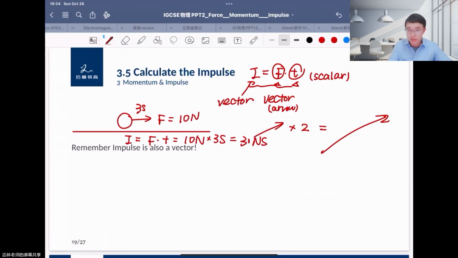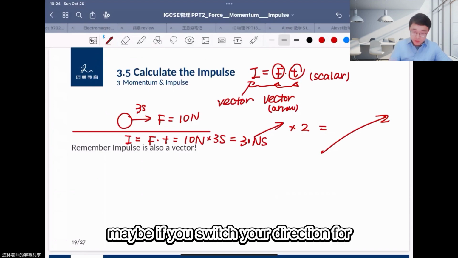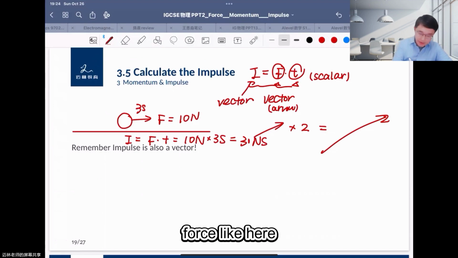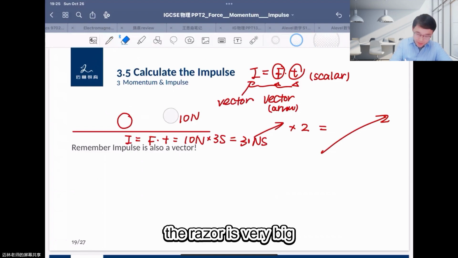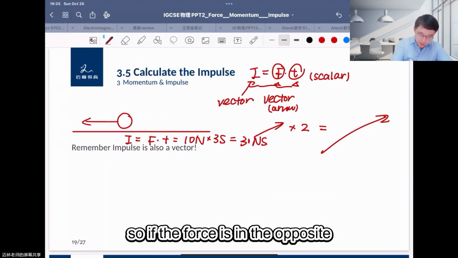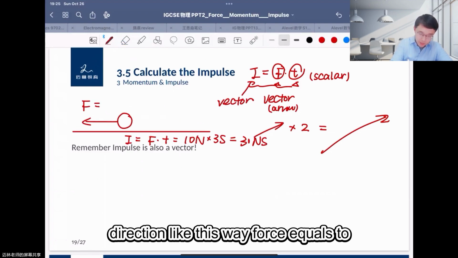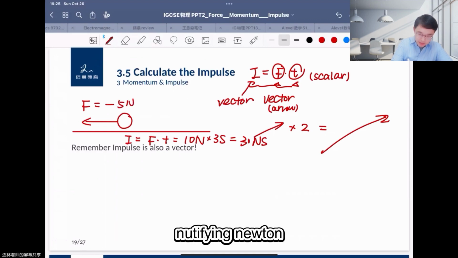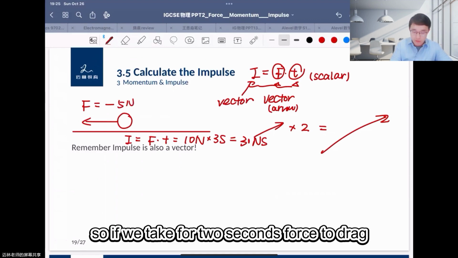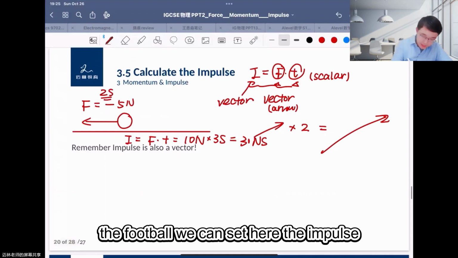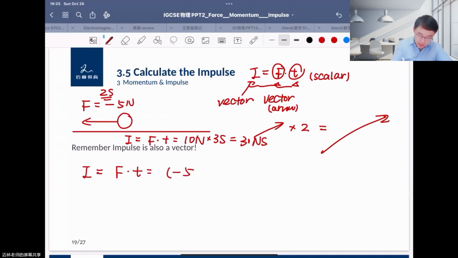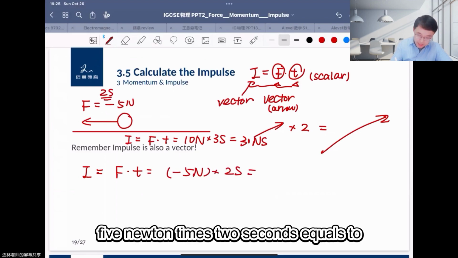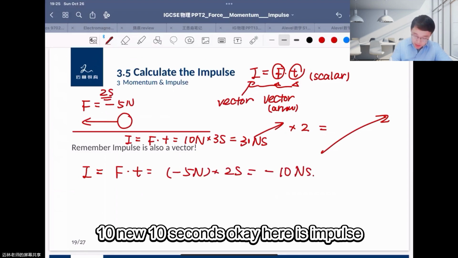This is impulse. And maybe if you switch your direction for force, like here, oh, sorry, my eraser is very big. Okay, so if the force is in the opposite direction like this way, force equals negative 5 Newton. Okay, so if we take 2 seconds to drag the football, we can set here the impulse equals force times time taken equals negative 5 Newton times 2 seconds equals negative 10 Newton seconds.